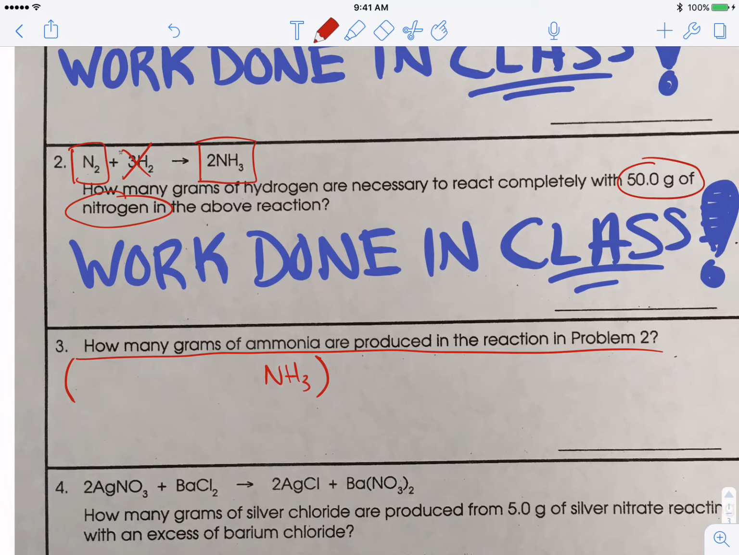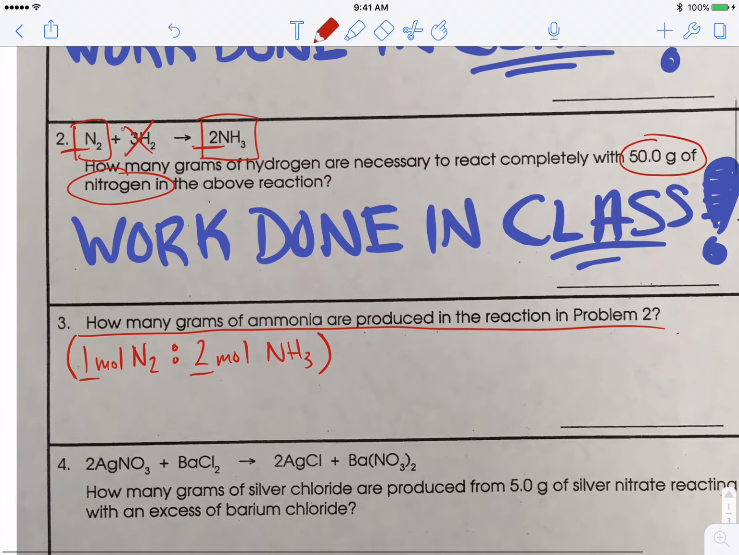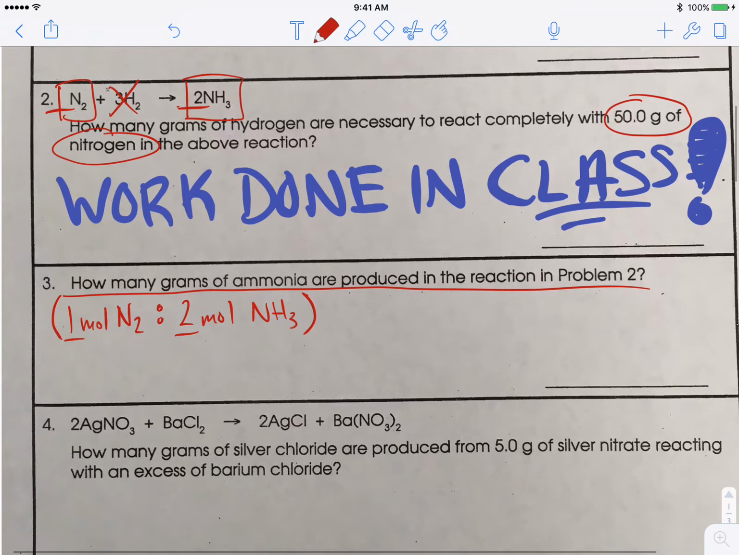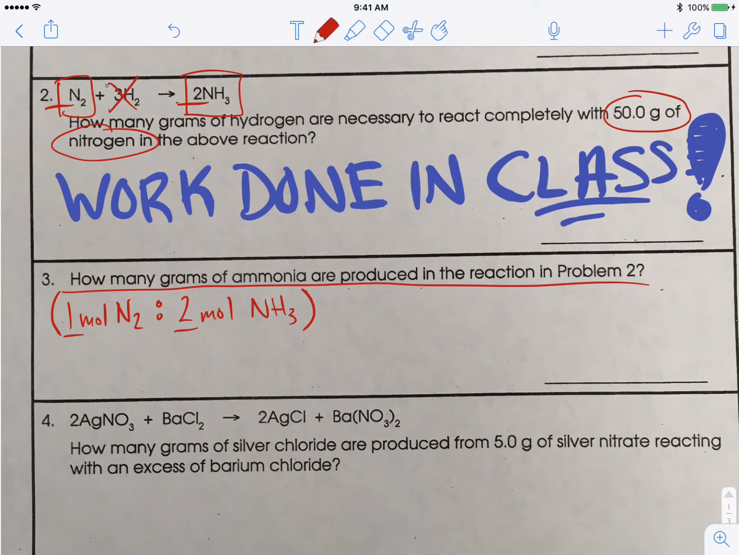So we're going to compare the molar ratio. For every 1 mole of N2, we have 2 moles of NH3. We just got these two numbers from the coefficients in that reaction. Now, just like all the other types of conversions we've done before today, we always start with the number that was given to us.